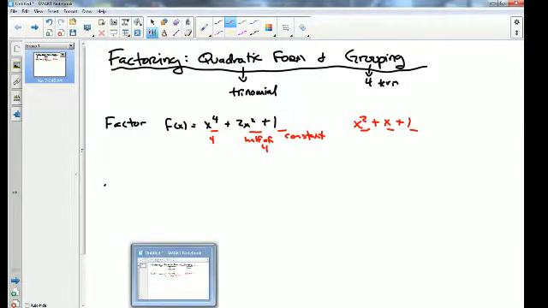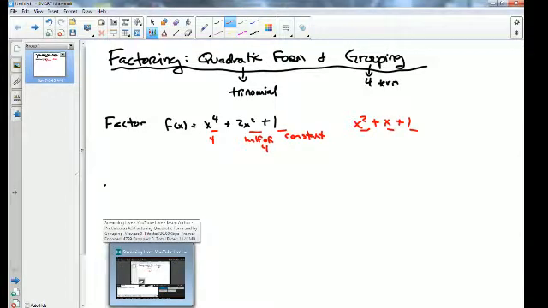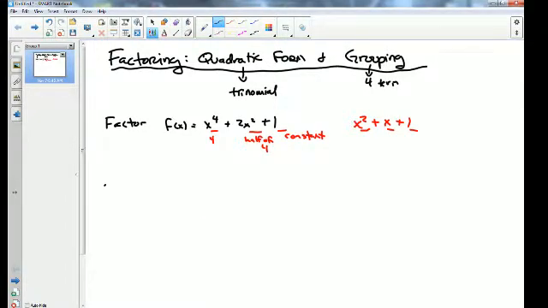So if it doesn't have a constant, it won't work either? If there's no constant, what could I do? You've got a greatest common factor here, so you would factor that out first. Then you would look at what's left. Okay, so let's factor this one.